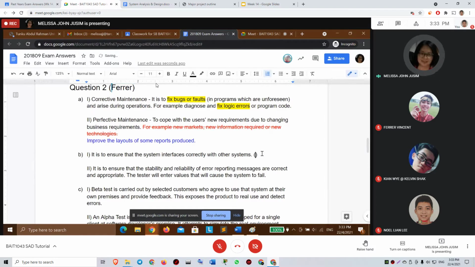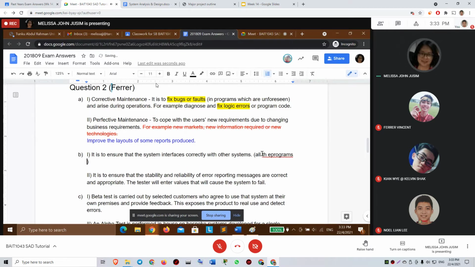What does it mean? It means all the programs integrated as a whole. Okay. Because if we start with the unit testing, it only involves each individual module. If we go next, the link testing, we only involve those modules depending on each other. And then when we do system testing, it means we test the system as a whole, all the modules. Okay.